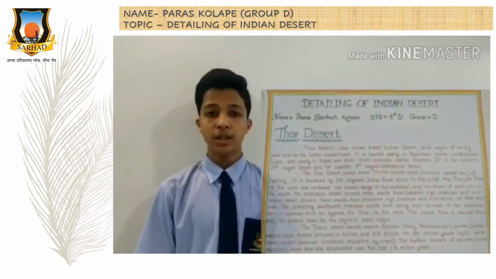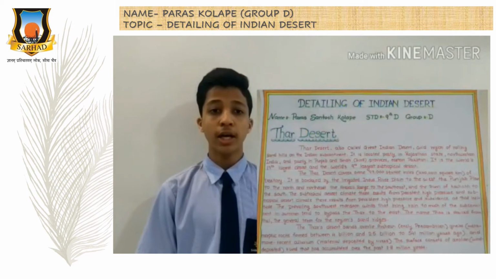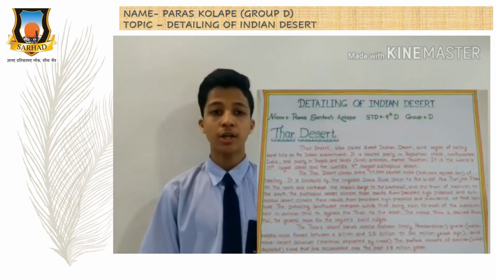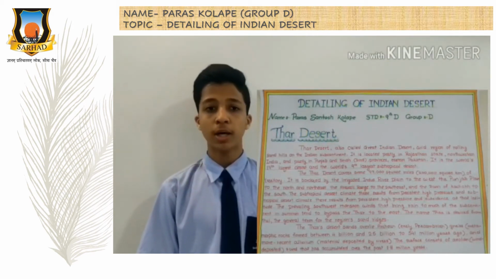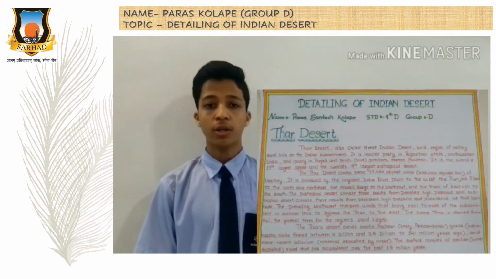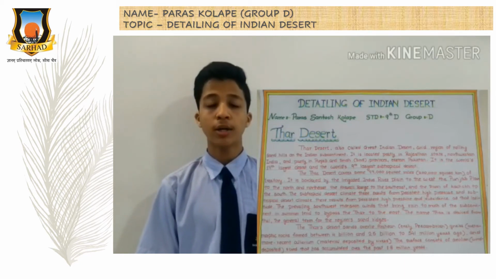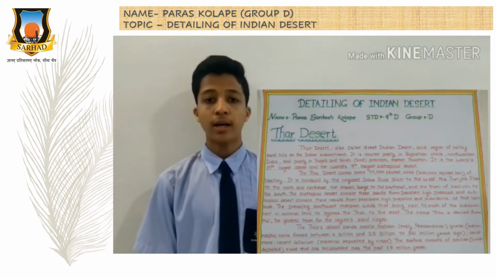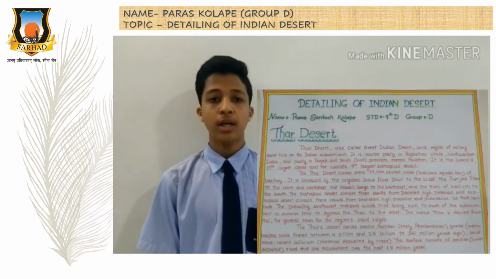Some information on Thar Desert. The Thar Desert is also known as the Great Indian Desert. It is a large arid region in the northwestern part of the Indian subcontinent that covers an area of 200,000 square kilometers and forms a natural boundary between India and Pakistan. It is the world's 17th largest desert and the world's 9th largest subtropical desert.